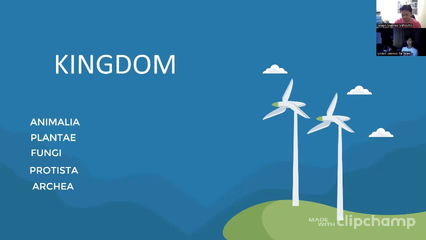Fungi reproduce by producing spores. Protista, unlike others, only reproduce asexually or via meiosis. Archaea: these organisms are single-celled and reproduce asexually by binary fission.